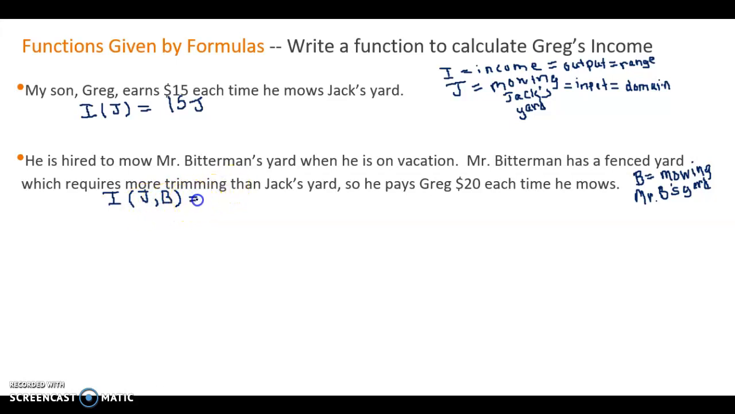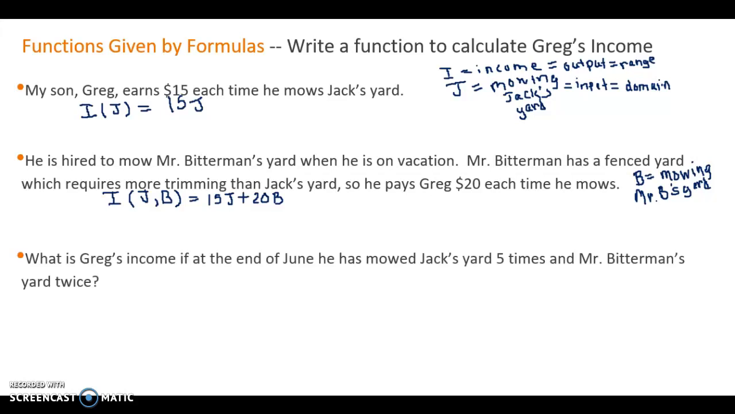And I write my function rule. He gets $15 each time he mows Jack's yard. And, so I put a plus sign, he gets $20 each time he mows Mr. Bitterman's yard. So I have two inputs and I still have one output. I'm calculating income every single time. So let's see if we can use the function.